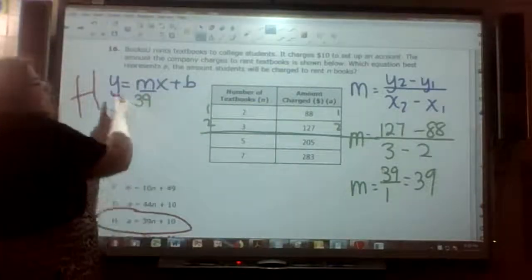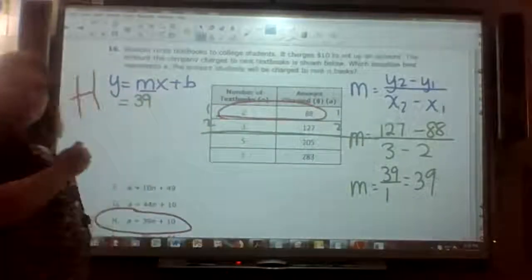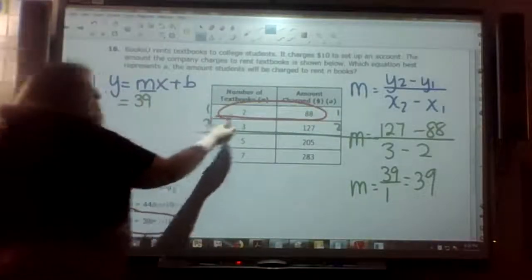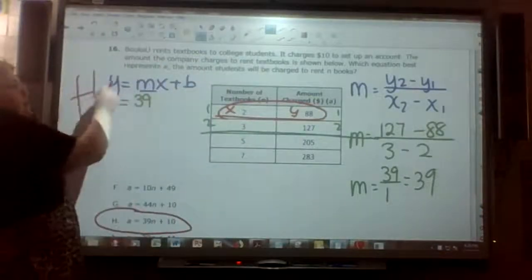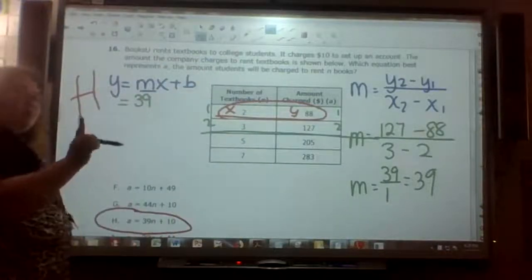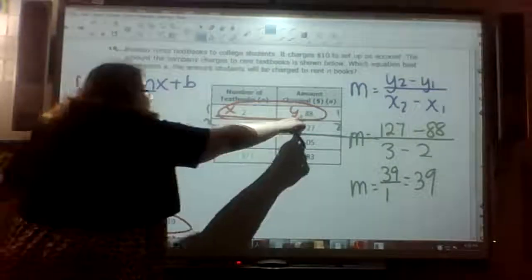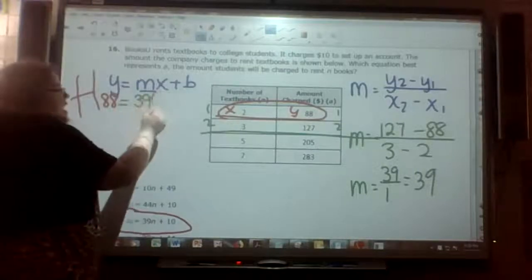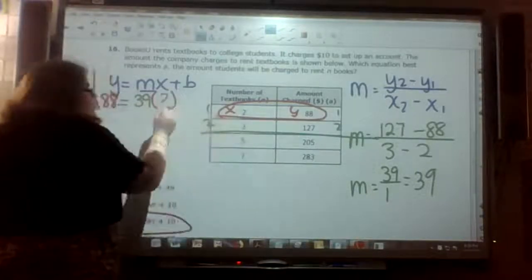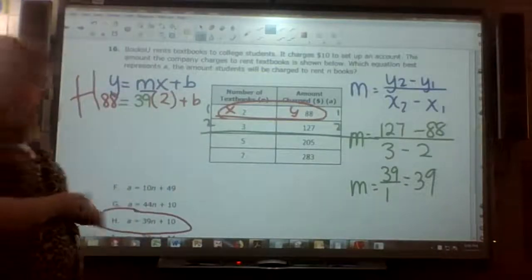Now, for this equation, I only need 1 point. And I'm going to take this x and this y, and I'm going to plug it in. So instead of y, just like a formula, star chart formula, plug in your numbers. Instead of y, I'm going to put 88. Instead of x, I'm going to write 2. And I'm looking for b.